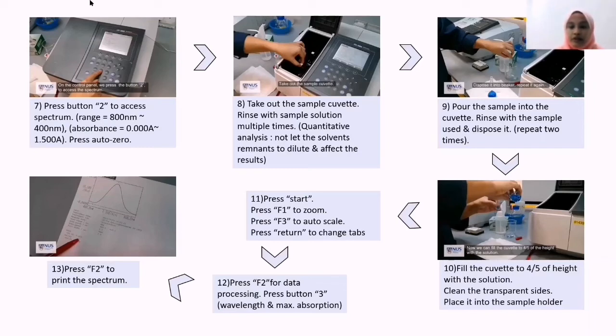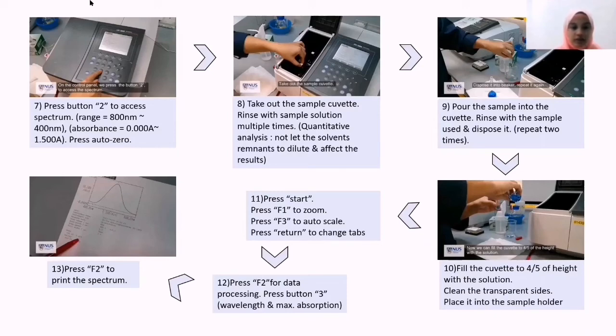Next, we fill the cuvette to 4 or 5 of height with the solution. Make sure to clean the transparent sides and place it into the sample holder. On the button, you must press start. If we want to zoom, just press F1 and F3 to auto scale.